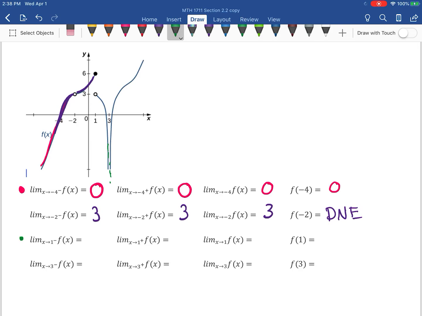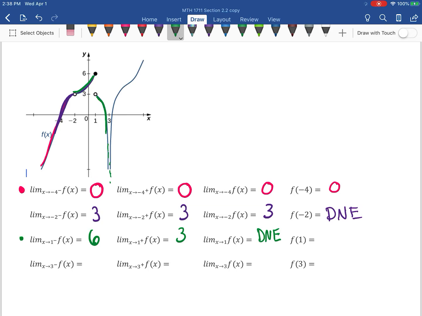Looking at the next line, we want to look at the behavior of the graph around 1. If I approach 1 from the left, it looks like I'm approaching a y value of 6. Approaching 1 from the right, it looks like I'm approaching a y value of 3. Now, because the one-sided limits are different, the two-sided limit is not going to exist, because it's coming from two different sides. There's going to be two different values.